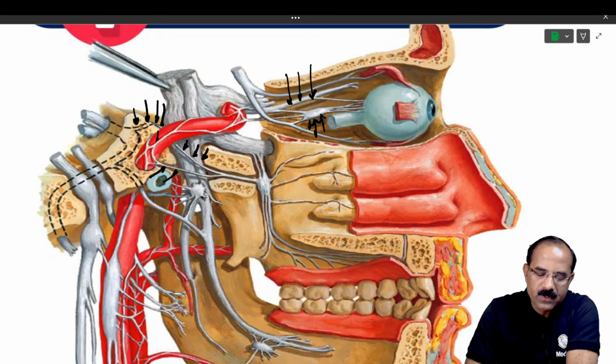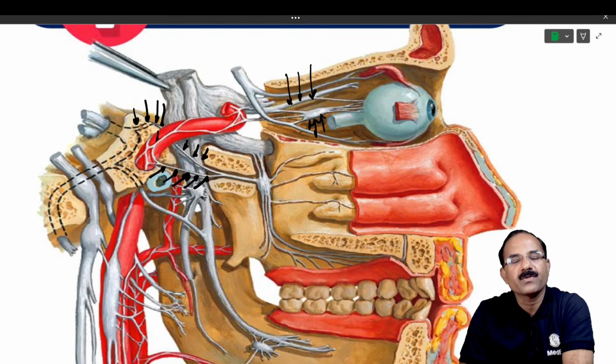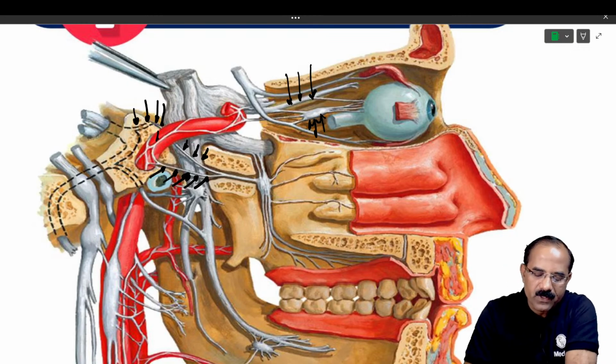So what is this nerve which comes from the sympathetic plexus? That's a petrosal nerve, deep petrosal. So the greater petrosal nerve joins with the deep petrosal nerve and forms a bond. What is this now? What is this nerve? That's the nerve of the pterygoid canal.